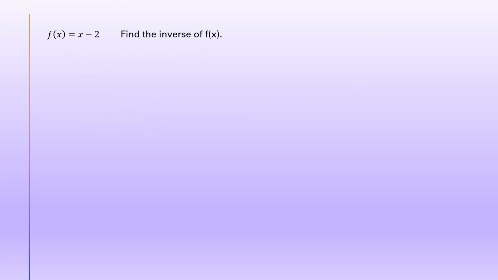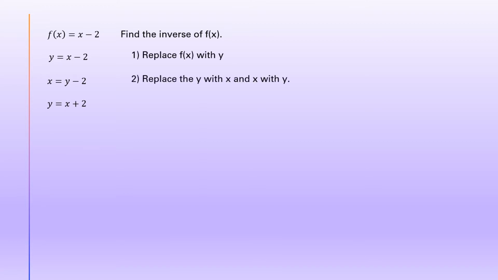Let's try f of x equals x minus 2. Find the inverse of f of x. So y equals x minus 2, because f of x is essentially y. Y becomes x. You replace y with x and x with y, so x equals y minus 2. And when you rearrange that, that becomes y equals x plus 2. So first you replace f of x with y just to make things easier, and then you replace the y with x and x with y, and rearrange the new function in terms of y.